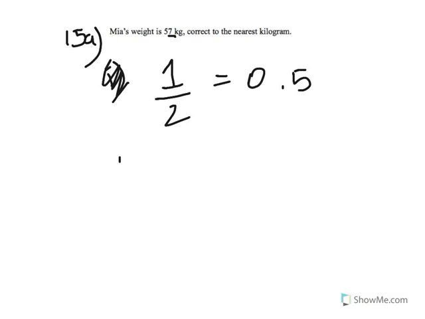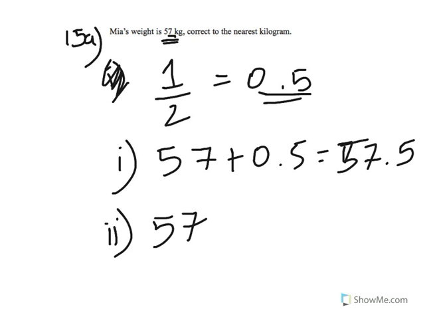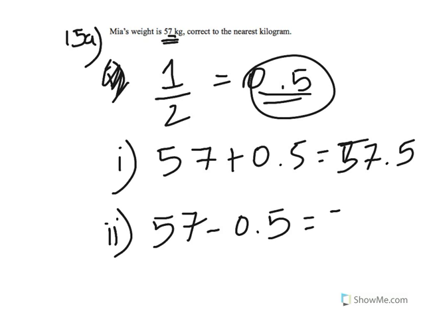Now to find the upper bound, all you have to do is add this 0.5 to 57. So you get 57 plus 0.5, which will give you 57.5. And if you wanted to calculate the lower bound, it would just be 57 minus 0.5, which is 56.5 kg.